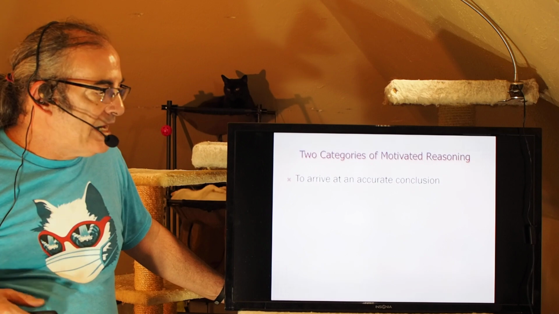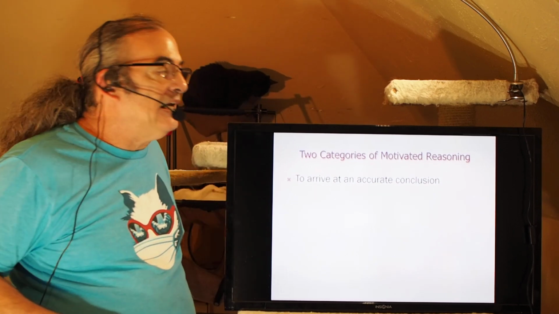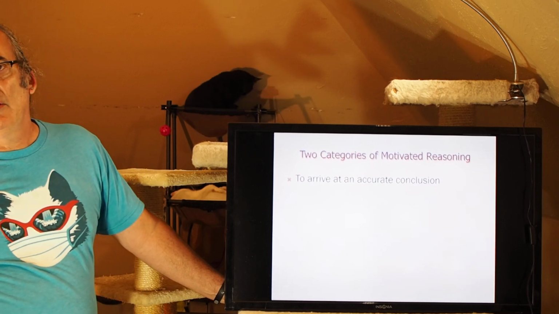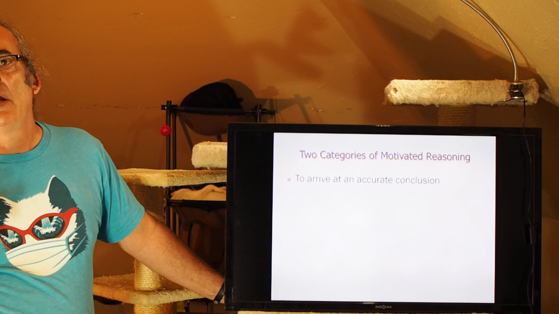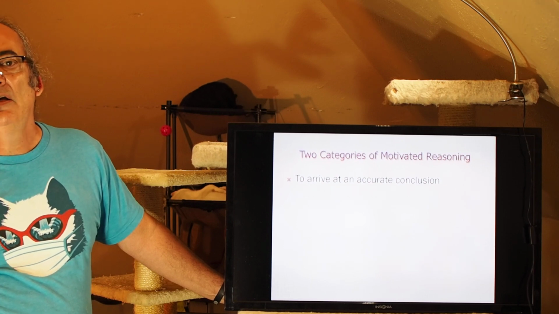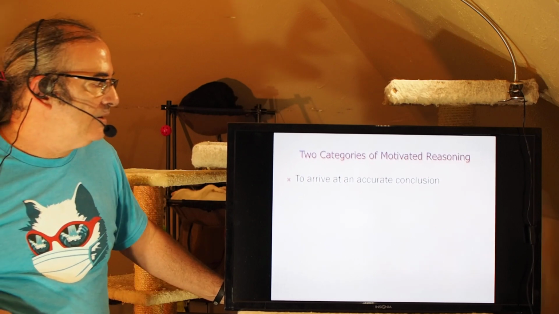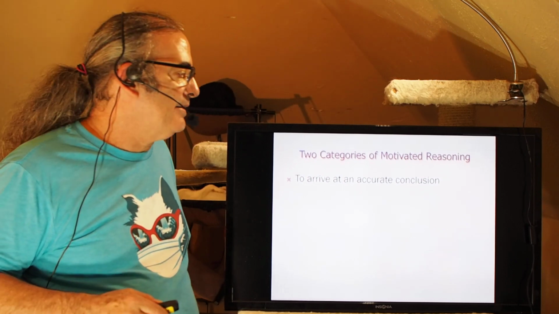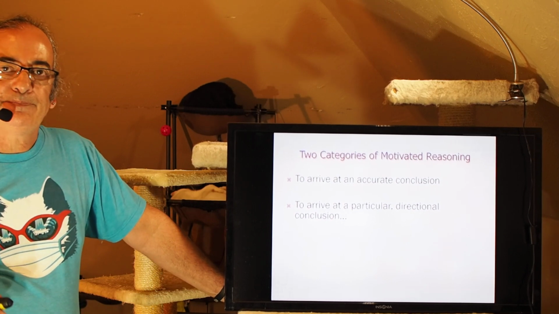So there's two categories of motivated reasoning, as Ziva tells us. That is to arrive at an accurate conclusion. And you know, for a lot of scientists, that's where we're at. Hey, I don't care what the conclusion is, as long as I feel confident that that conclusion is based on data, that it was an accurate conclusion, right? And that's kind of the fair-minded approach. But sometimes we arrive at a particular directional conclusion.